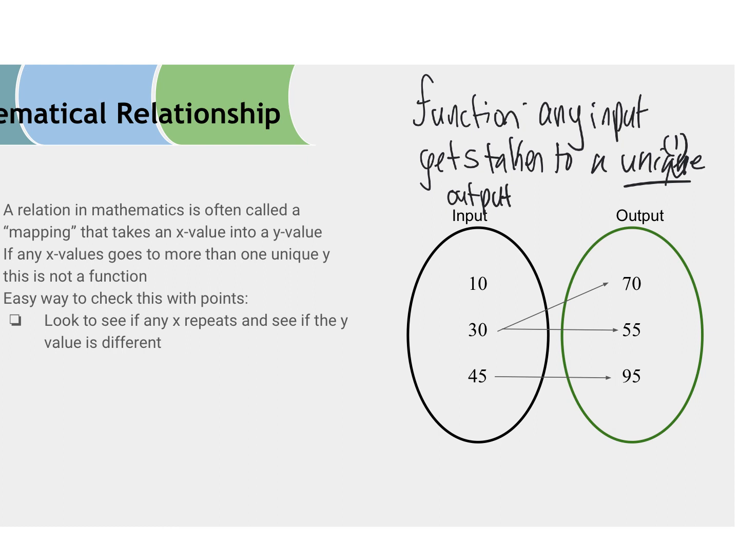So let's look at this mapping down here with this input and this output. This mapping has 10 being sent nowhere, and that's okay. It doesn't have to go anywhere. It just has to do something. It just can't do one specific thing. So for example, 45 going to 95, that's good. That is sending to one unique output. But here 30 is being sent to both 55 and 70. So this right here is a problem. This is no longer a function.